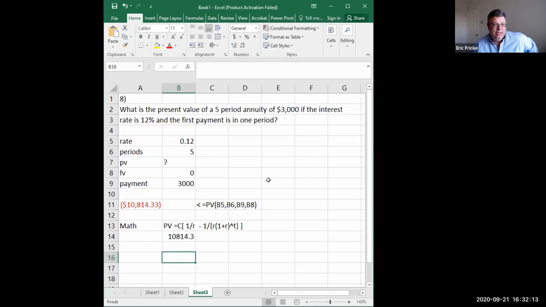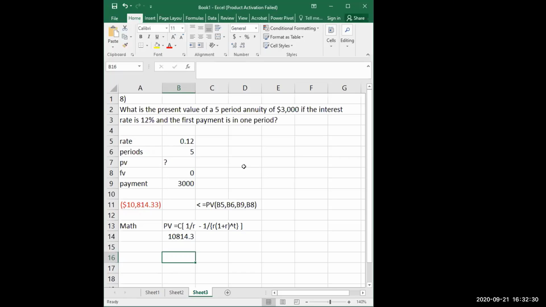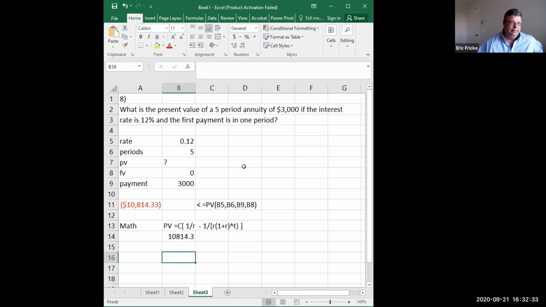Any questions on number 8 in the homework? No? Were any other problems that somebody would like to review from the homework? Number 11. Number 11.